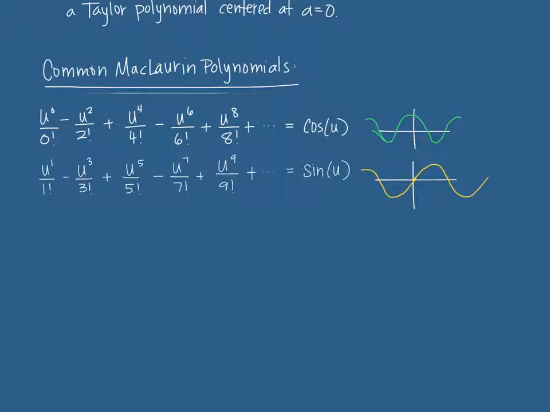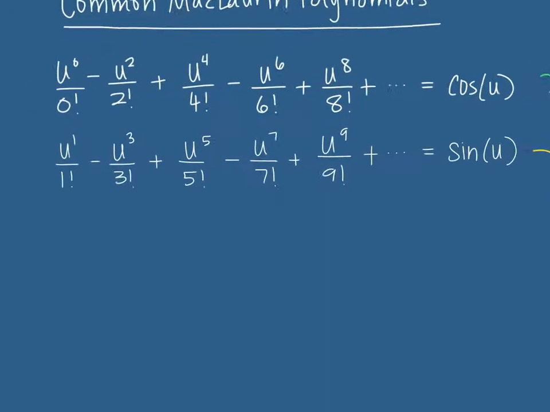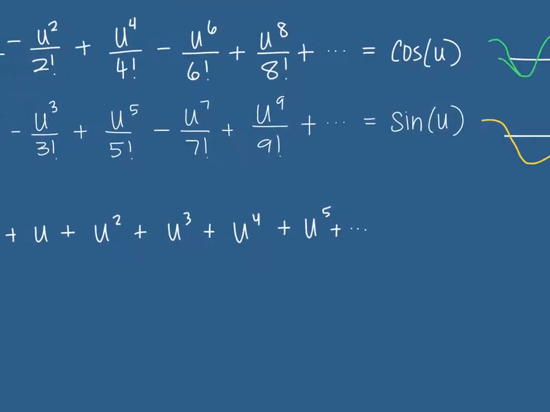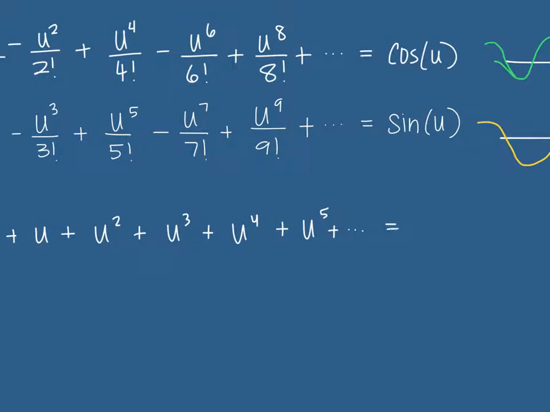The next two I would group together as well. The next one is 1 plus u squared plus u cubed plus u^4 plus u^5, etc. We have actually done this one as well. It comes from the model function 1 over 1 minus u.